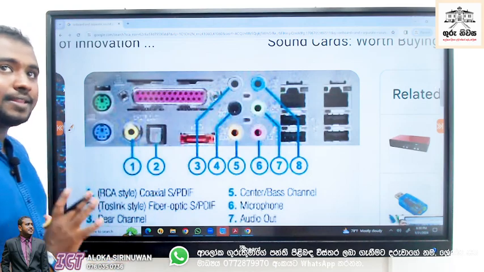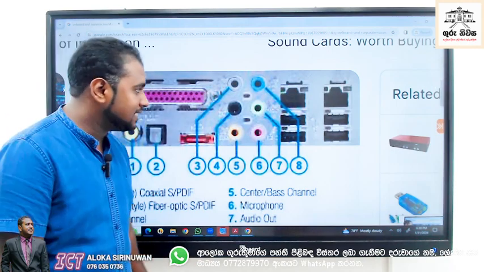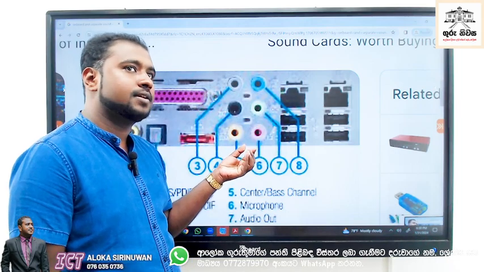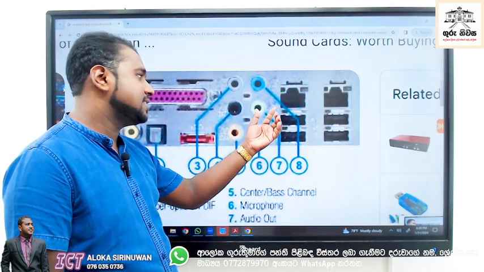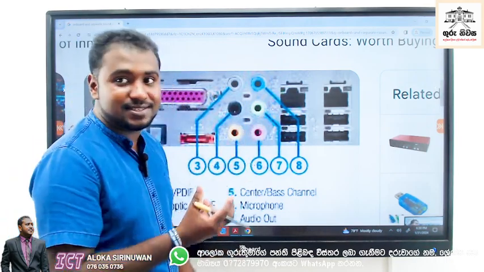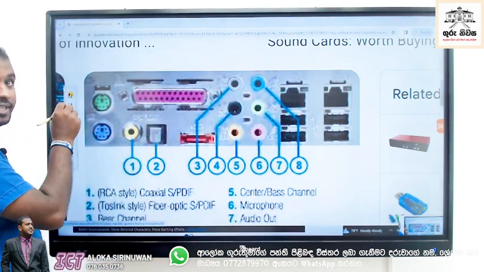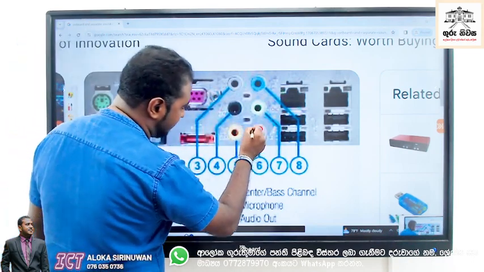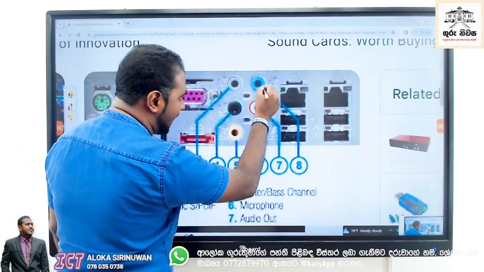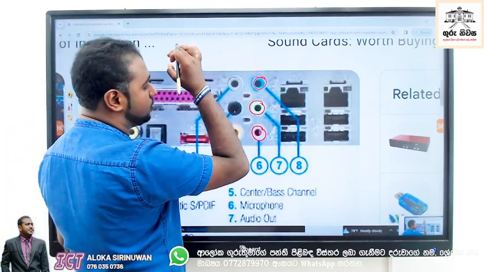At the back side of your system unit, you can see some kind of audio jacks. Those jacks are colored. What is the first color? That is pink. The other color is green. And this is blue. That is the color code of the sound card.